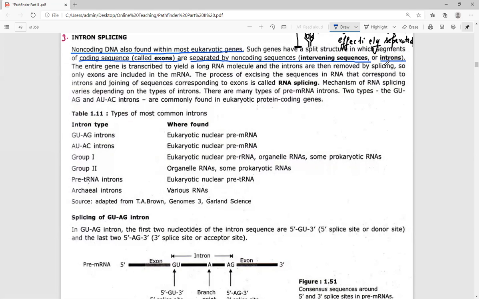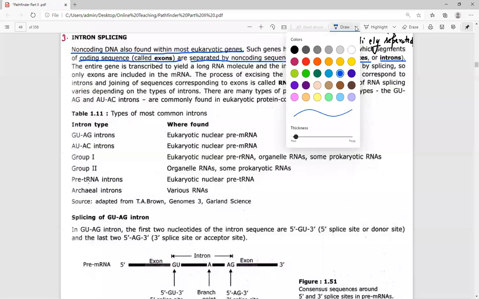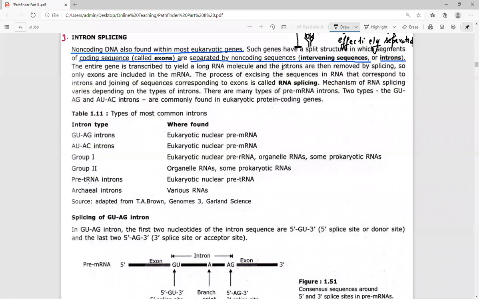The entire gene is transcribed to yield a long RNA molecule, and the introns are removed with the help of a process referred to as intron splicing. So there is a process useful for the removal of the introns, and that process is referred to as splicing. The introns are removed with the help of a specialized process called splicing.